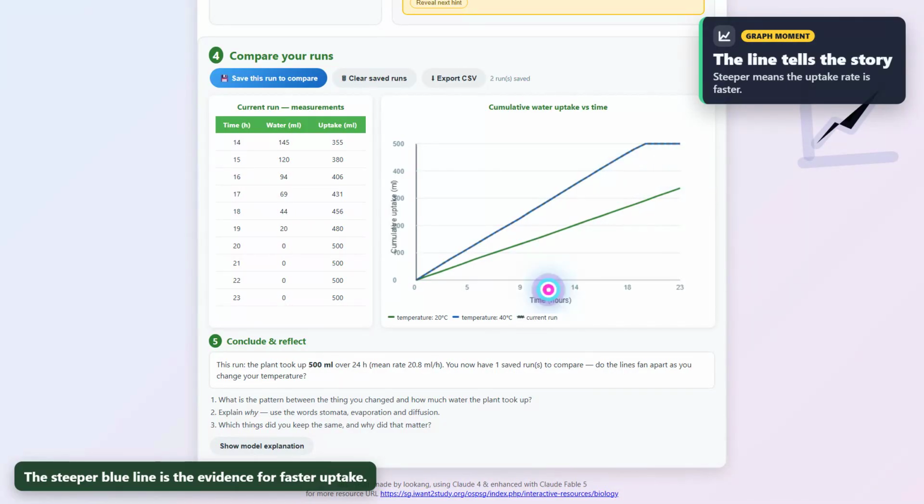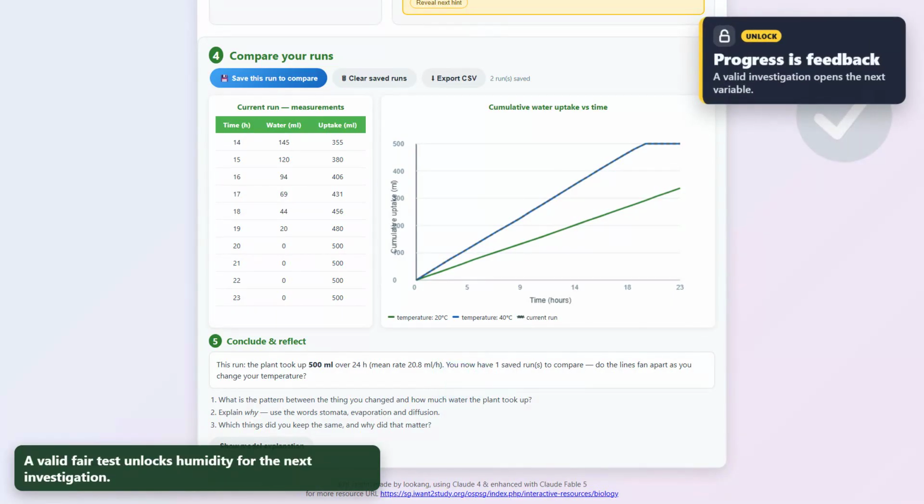The lab also rewards careful fair testing. After a valid comparison, it unlocks humidity. Humidity is another important factor. Dry air allows water vapor to diffuse out of the leaf more easily, while humid air already contains more water vapor and slows diffusion. So, as humidity increases, transpiration and water uptake should decrease.